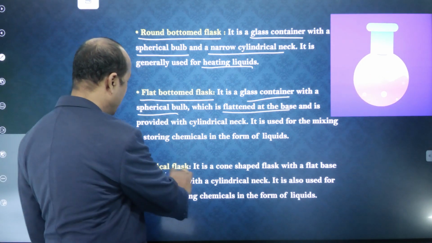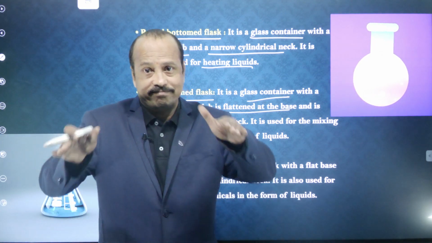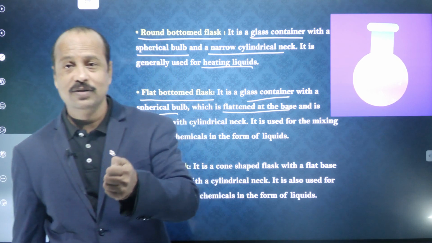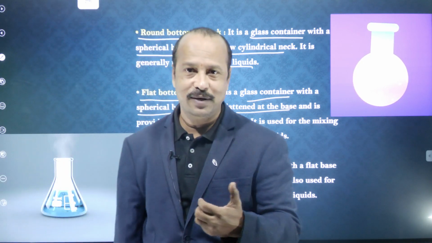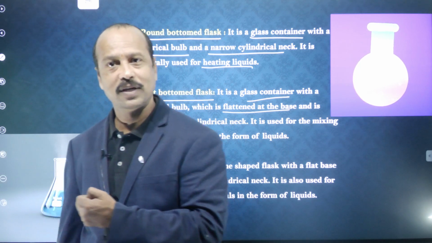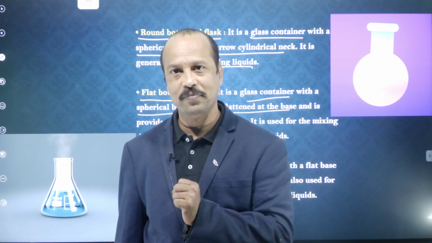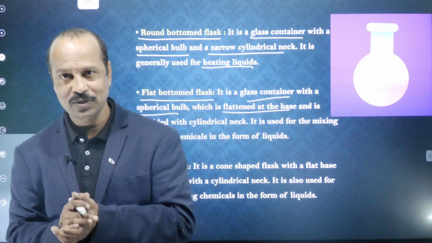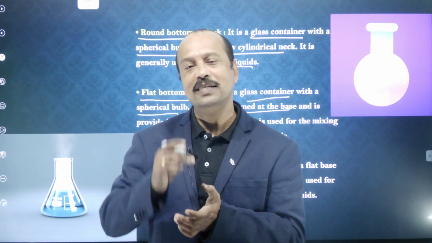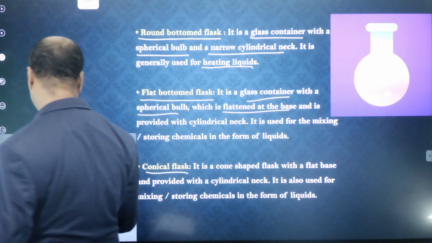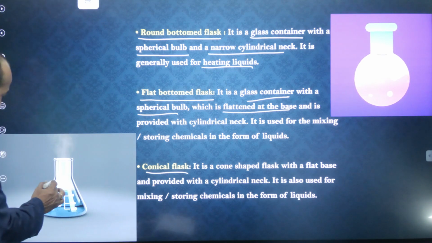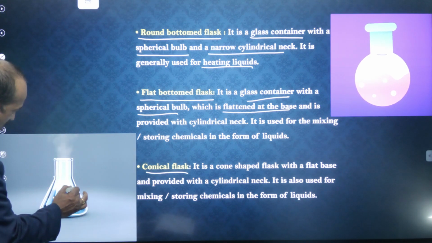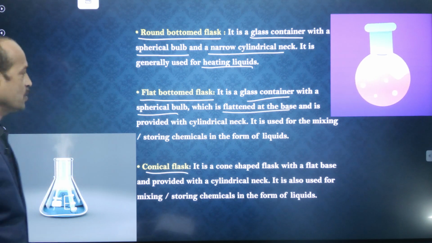Then come to the conical flask. Conical, like a cone. You know the cone ice cream? Okay. Instead of my telling the cone, you can understand it through the cone ice cream, or the cone girls use to apply mehendi. There also they use a similar type of cone. So this is called a conical flask. See students, this is like a cone. Okay, so this is a conical shape.